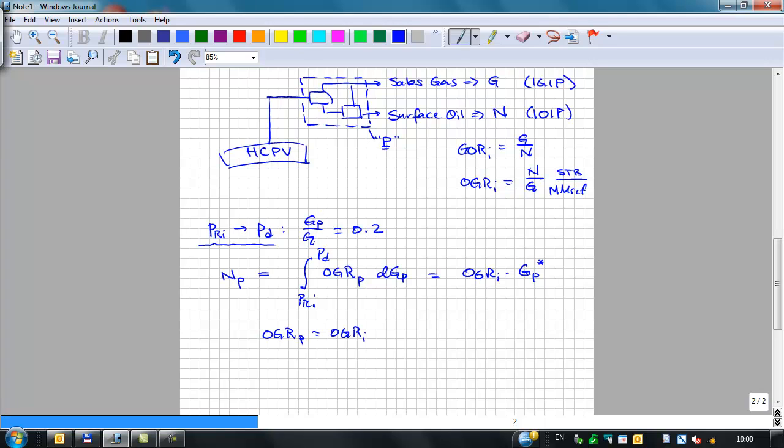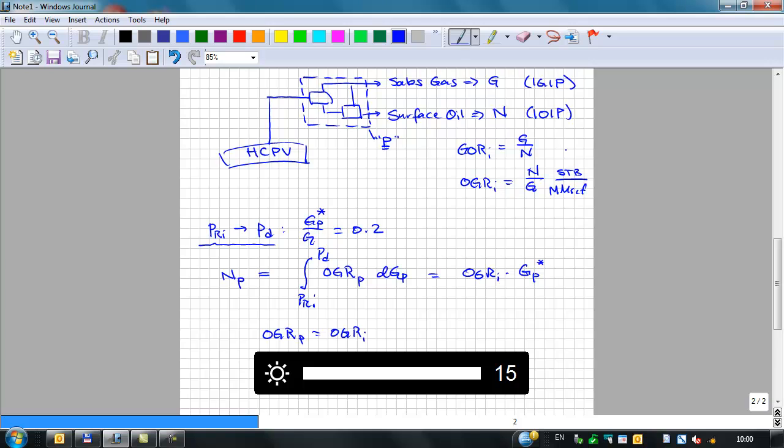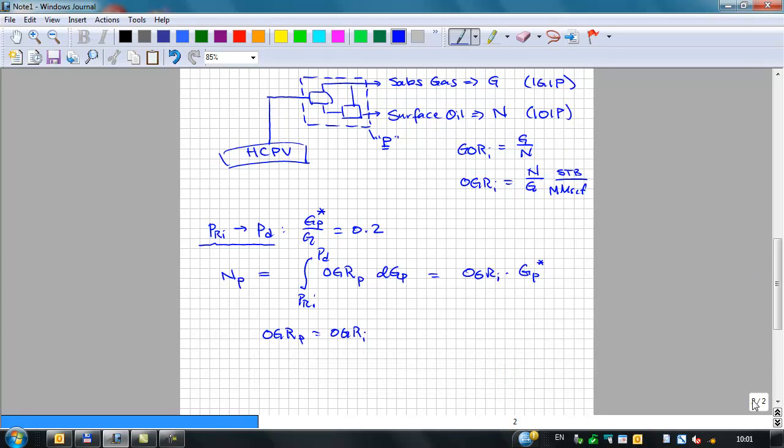Let's see if this is working or not. I don't think this is working. How do you check if it's charging or not? Anybody know how to do that?